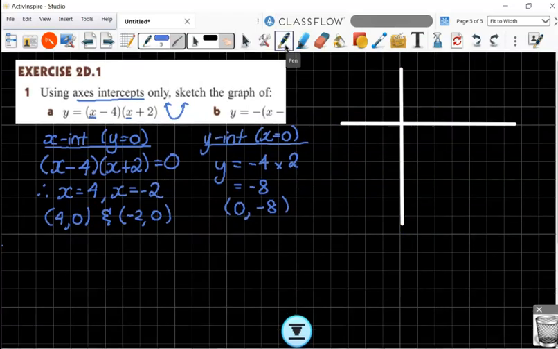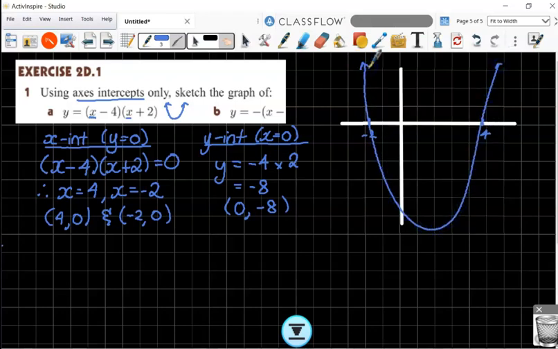Okay? Here's a big tip: draw your x-intercepts first, right? And they don't have to be to scale. This is a sketch. So here we put minus 2, here I put 4. I know that it is convex, and we go, try and make it symmetrical. And now I put my minus 8 in.